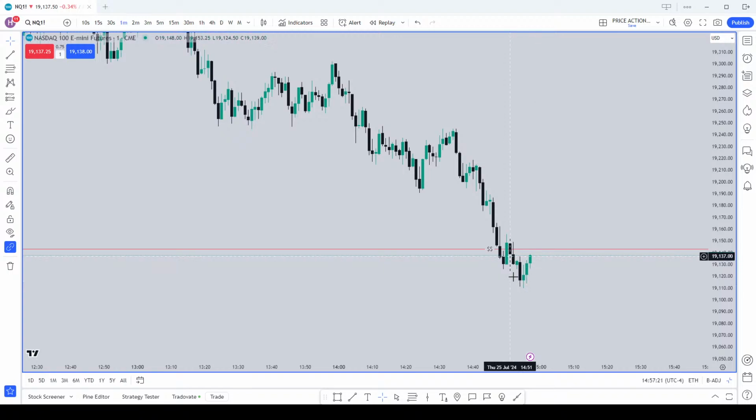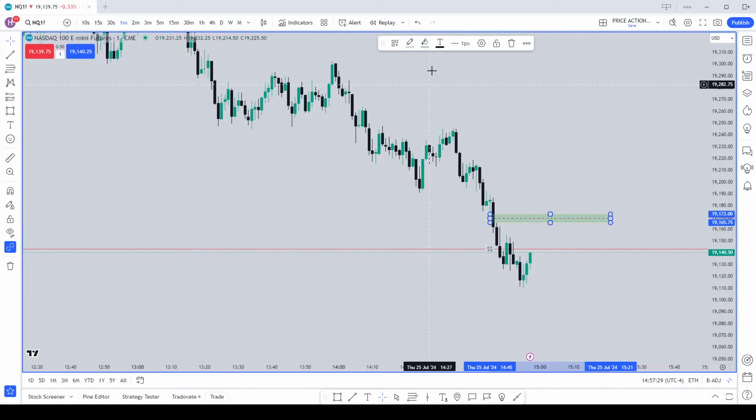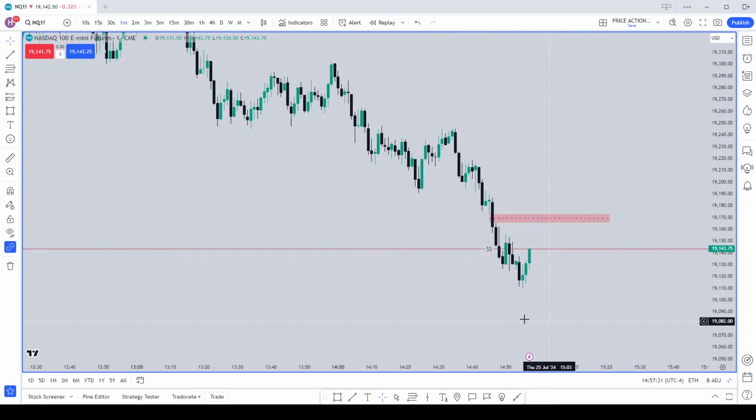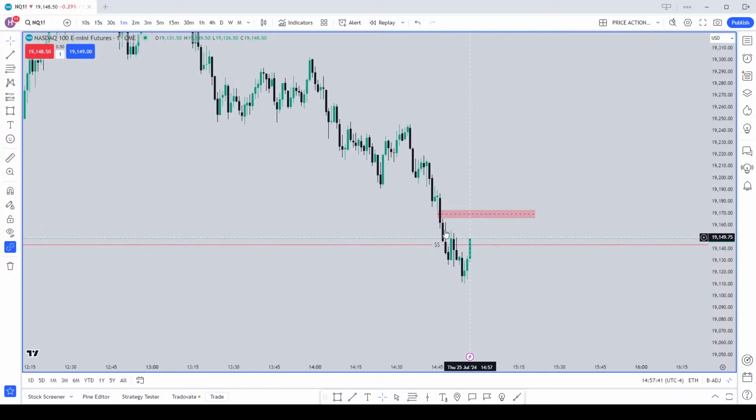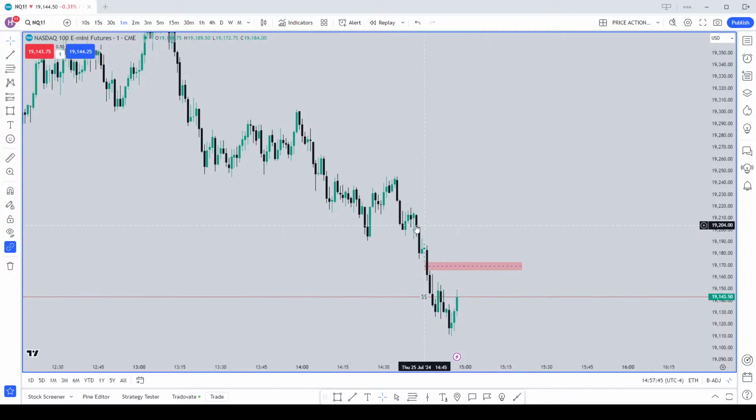I'm watching this right here. I would like to see a potential entry right over here. And let's keep this red. So consolidation here. Maybe take out these highs and tap into this. These highs and tap into this. But if it does disrespect this gap and goes higher, then I would look to go for longs.